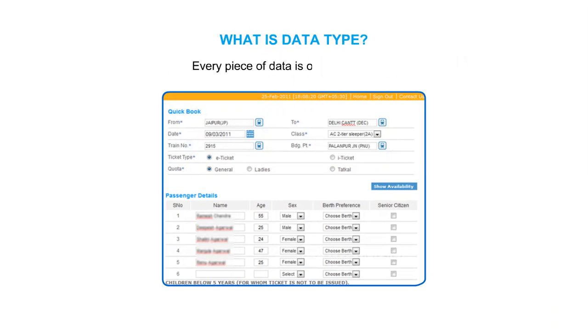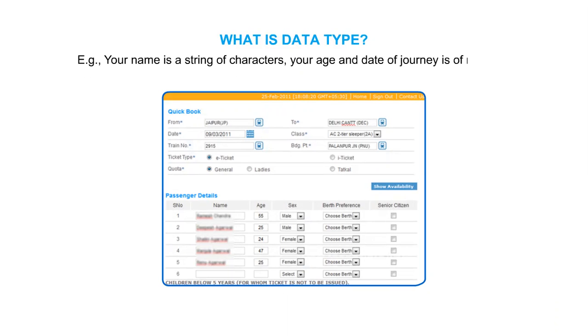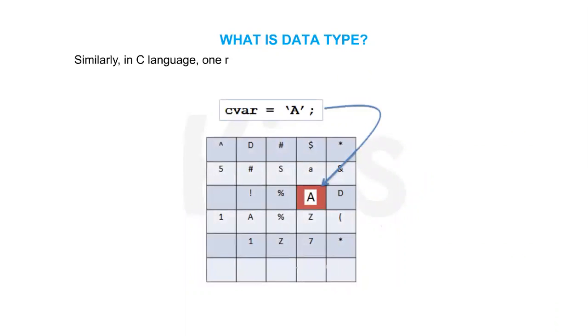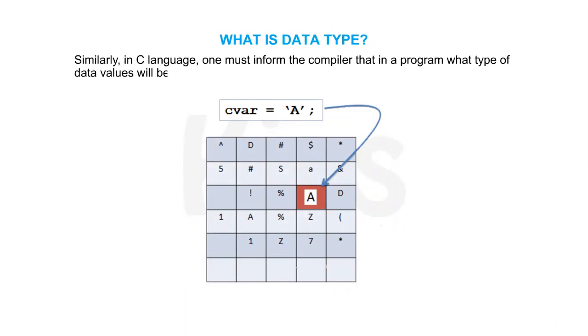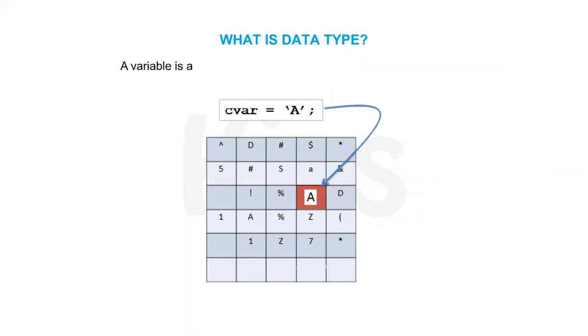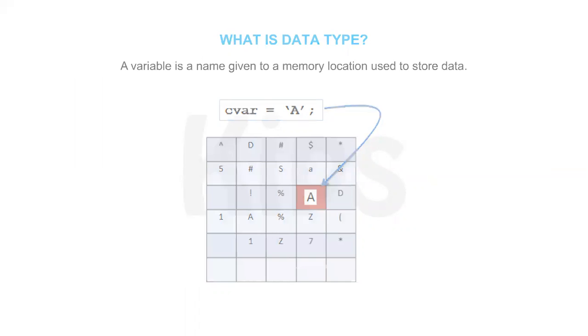Every piece of data is of a particular type. For example, your name is a string of characters, your age and date of journey are of numeric type. Similarly, in C language, one must inform the compiler what type of data values will be stored in particular variables. A variable is a name given to a memory location used to store data.